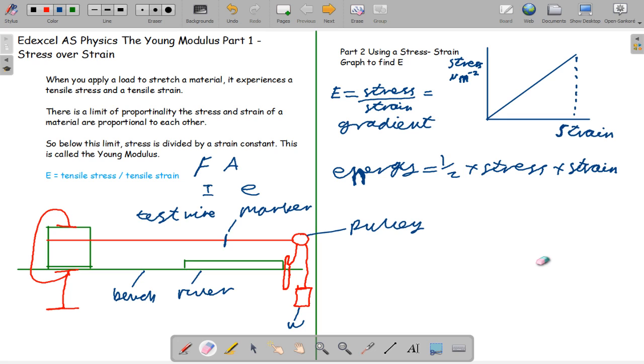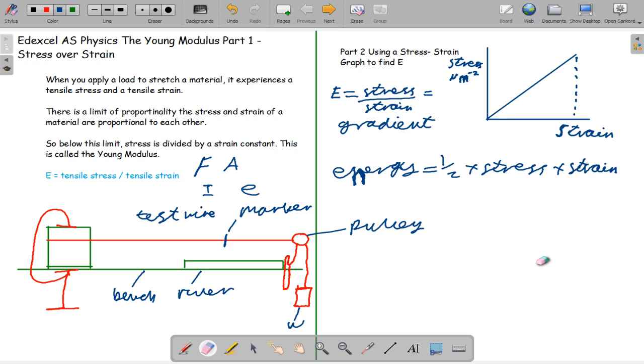So you have a test wire, and it's really thin, and it should be as long as possible. The longer and thinner the wire, the more it extends for the same force. So you start with a really small weight, and you make sure it's nice and straight, and then you measure the distance between the fixed end of the wire and the marker, and that's your unstretched length. And then if you increase the weight, the wire stretches and the marker moves a bit, and you increase the weight step by step, and you record the marker reading each time, and the extension is the difference between the reading and the unstretched length.